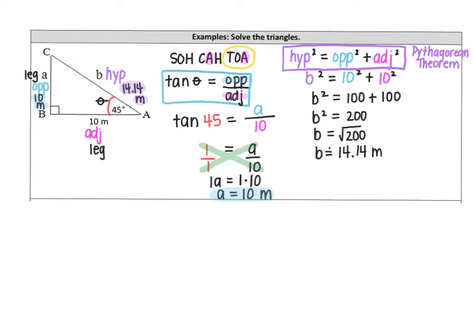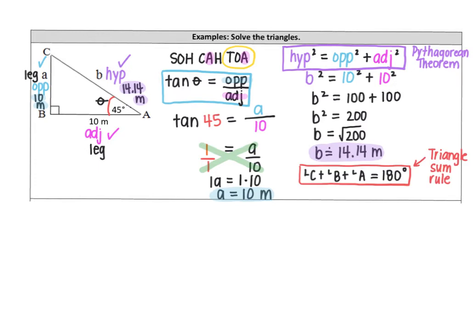We'll add this to our diagram as well on our way to solving the entire triangle. Remembering that to solve a triangle means we'll have all the side lengths, which we do, as well as all the angle measurements. We're missing the angle measurement C here, but we can use our interior sum rule for triangles to figure it out.